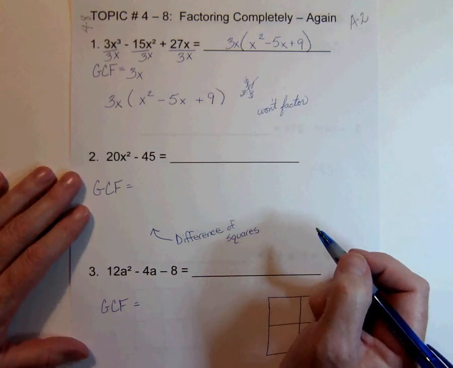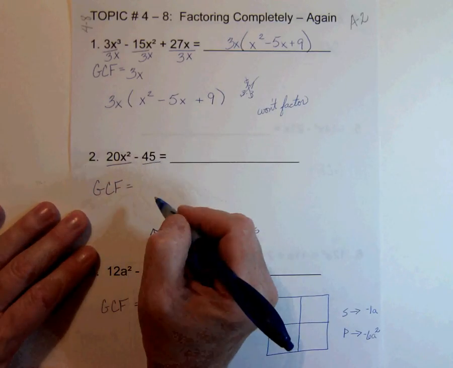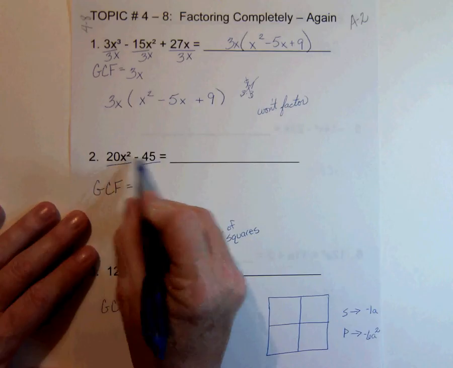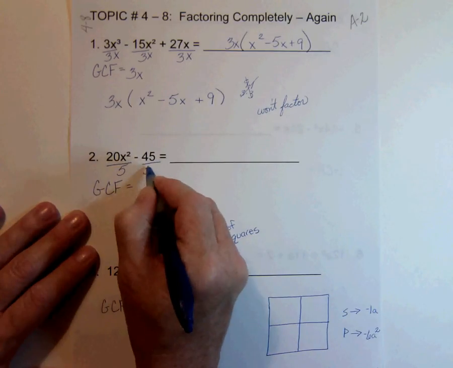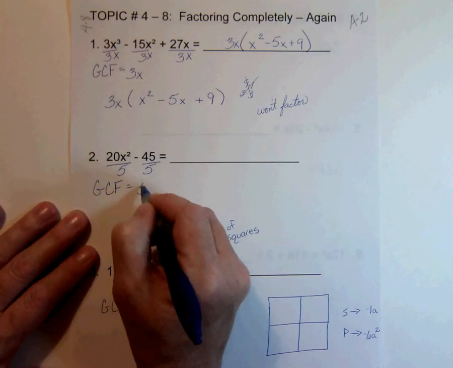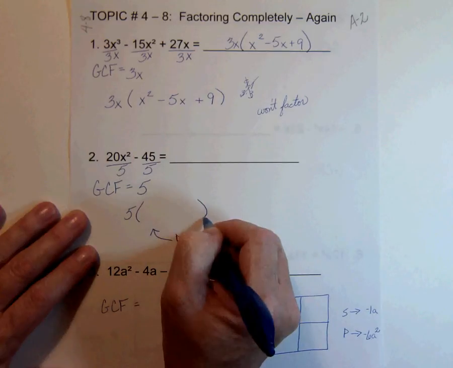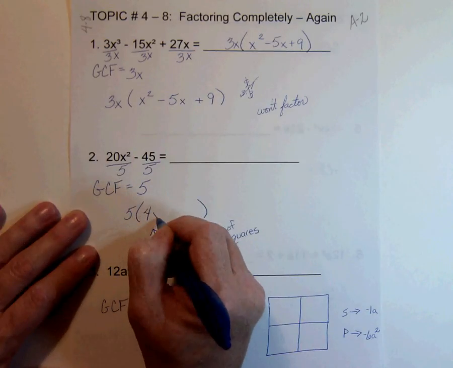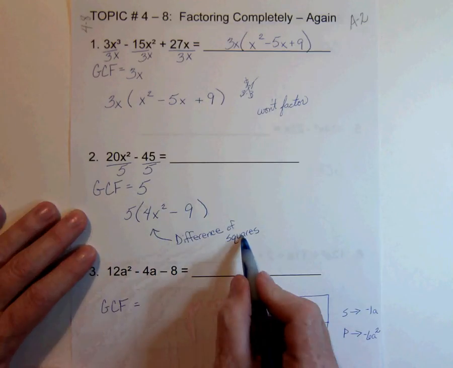We've gone completely factored. Okay, so this one, there's not a variable common to both terms, but there is a way we can divide out a 5. So 5 is your greatest common factor. So looking at what this would be divided, that's 4x squared minus 9. So I gave you a hint. This is actually a difference of squares.